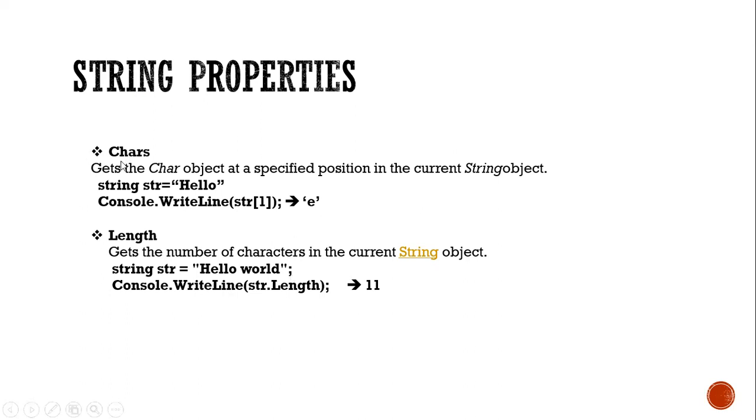Chars is one of them. For example, if you want to get the char object, you'll say Console.WriteLine str1 and ask for the Chars property, the character at that particular index. It will return E because this is a zero-indexed string. So the 0th index is H, the first index is E. So it'll get me the E part of the string. As I was telling you earlier, a string is nothing but an array of characters. Length: the length of a string will tell me how many characters, including the space, the string holds, which is 11 here in this case.